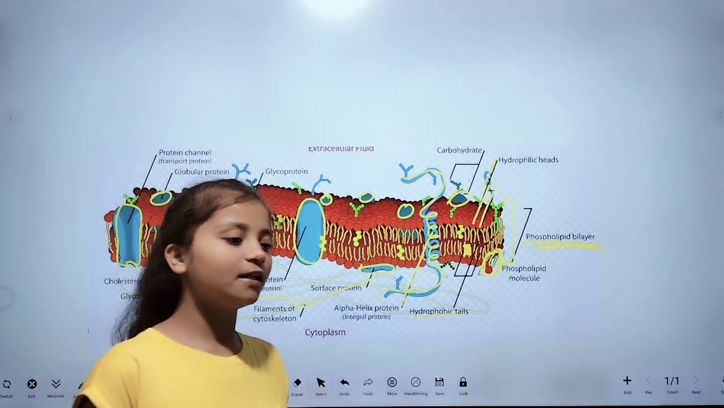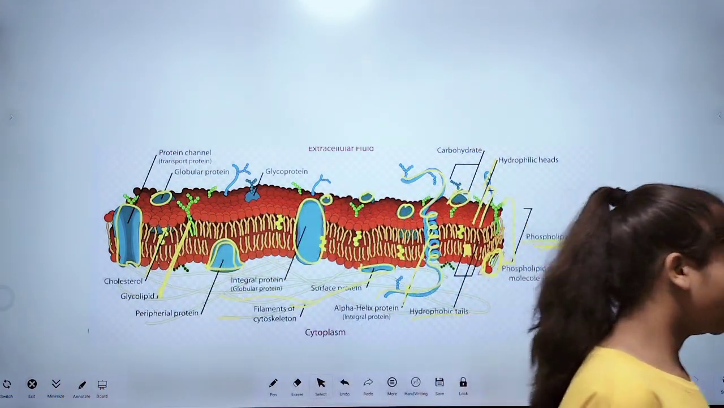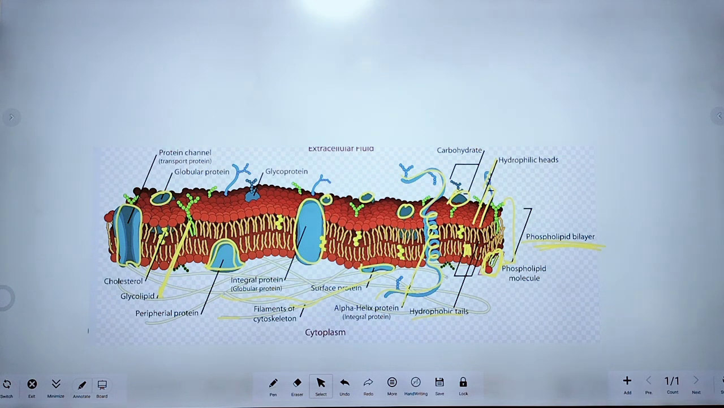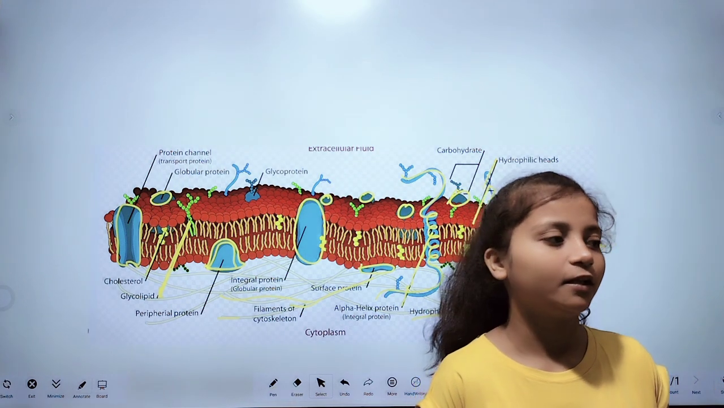Glycocalyx is a type of outer covering of a bacterial cell, present on the outer surface of the cell membrane. Generally it is present in the prokaryotic cell. Okay, so that's all for today.